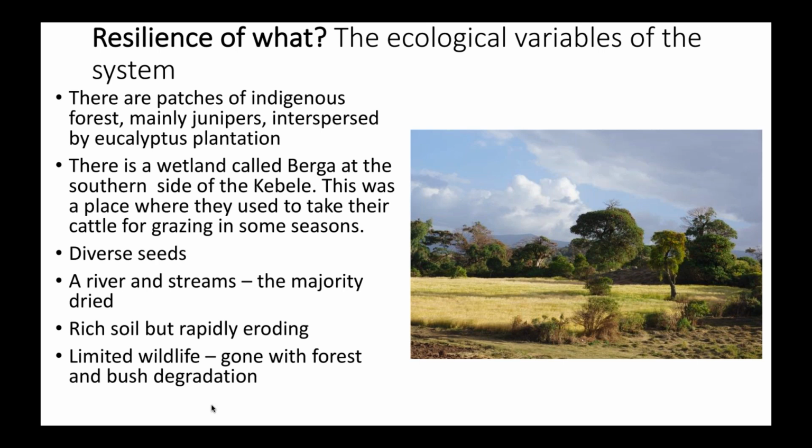They have diverse seeds. I think there are over 15 varieties of barley and close to 5 varieties of wheat, but this diversity is decreasing, as we will see later on. And there is a big river, the Mintile River, and also some streams. They are drying, and the soil is rich but rapidly eroding. We will come to this point later. And there is limited wildlife.